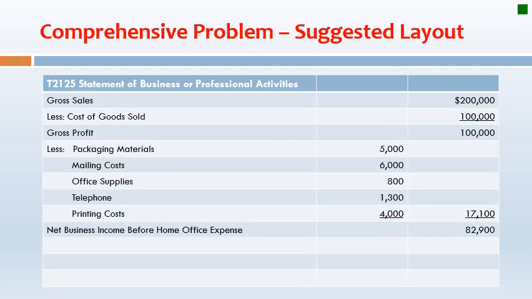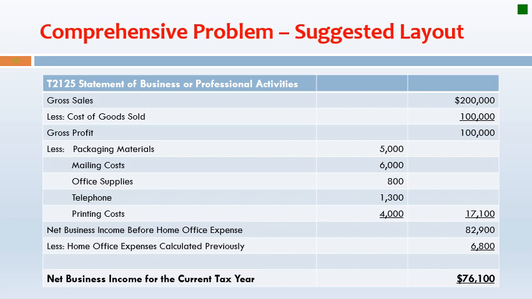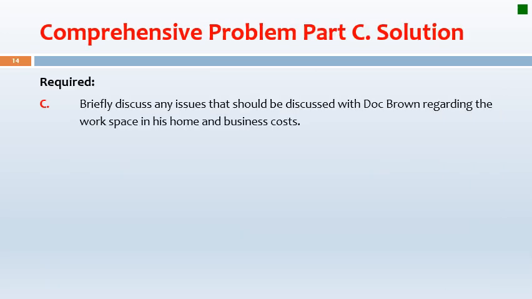All right, so here's the problem showing our gross profit less our legitimate business expenses, materials, costs, etc. We're going to total up all the expenses here, deducting them from the 100,000 to give us some net business income before we take our home office expense deduction. Now we're going to deduct the home office expenses that we calculated previously right here from our 82.9, and we come up with net business income for the current tax year for Doc Brown of $76,100.